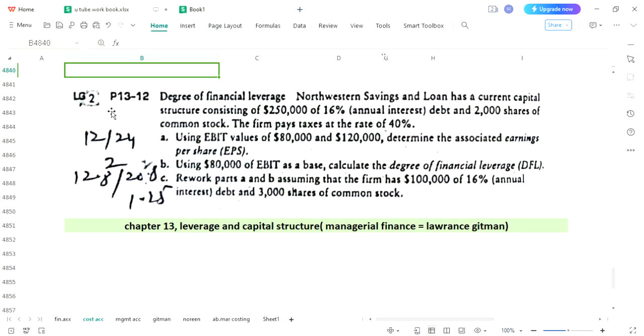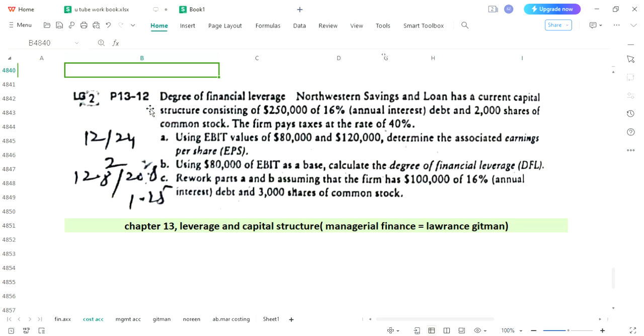Today's target is to solve question number 13.12. The chapter we are dealing with is leverage and capital structure. Before this question, we have already completed various forms of calculation of leverage, and from the last question, 13.11, we started capital structure.